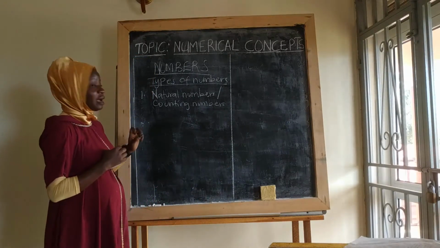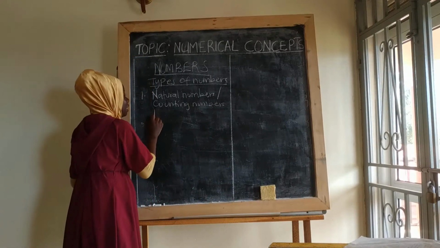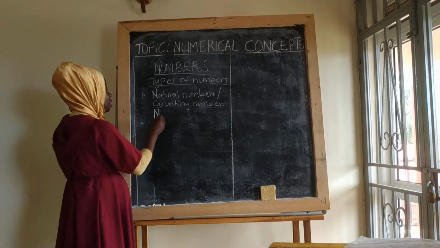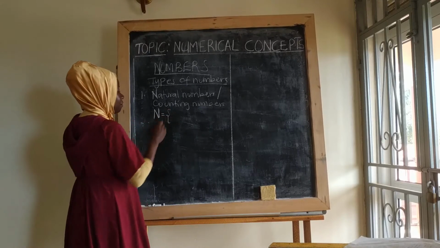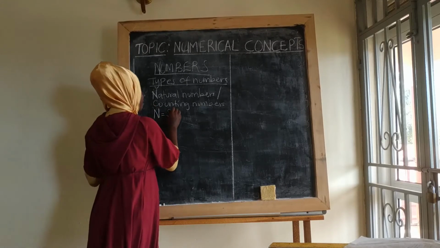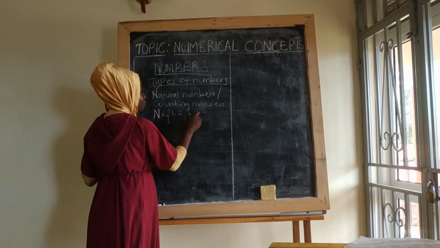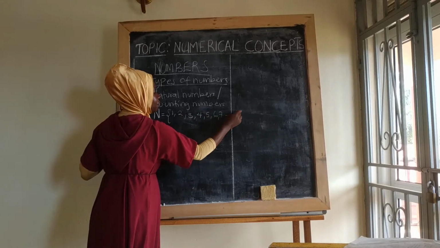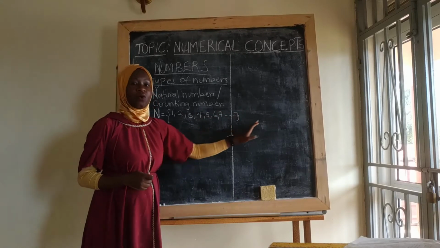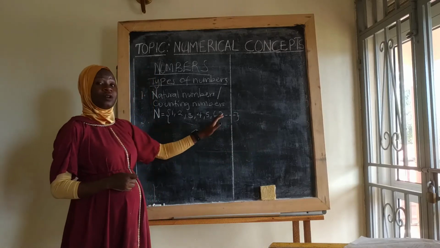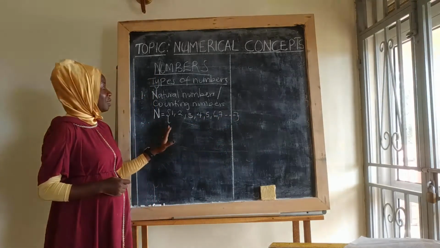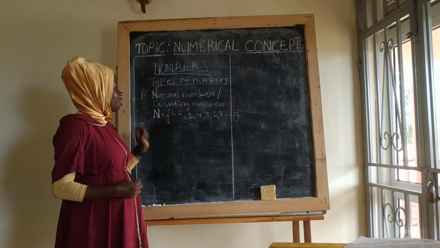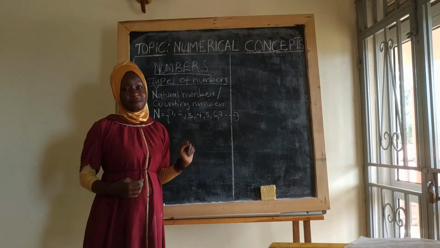My set of counting numbers or natural numbers will be denoted by capital N. Sets are denoted by capital letters. Capital N, and my N is given by, we start from 1. I have 1, 2, 3, 4, 5, 6, 7. I put the 3 dots to show that my numbers are continuous. They run up to infinity. Counting numbers are numbers we use to count, and they're also called natural numbers. They run from 1 up to infinity.